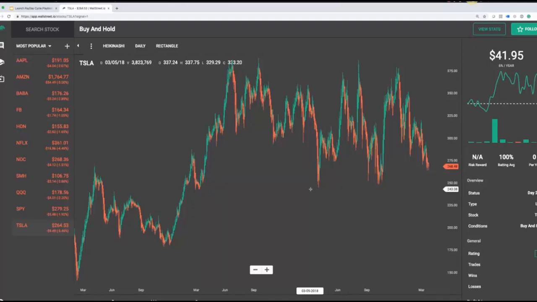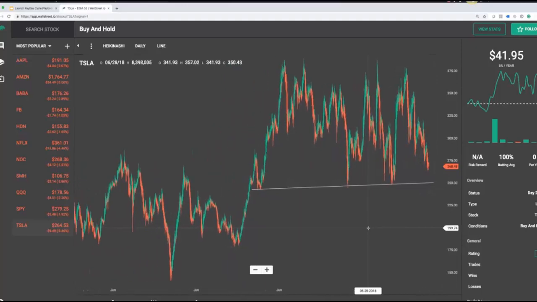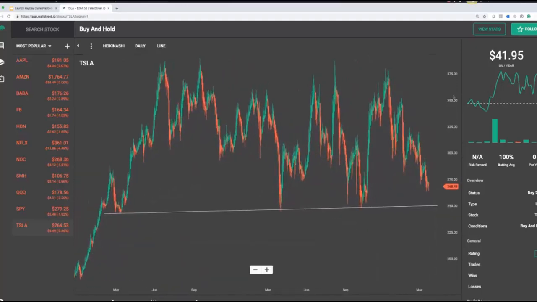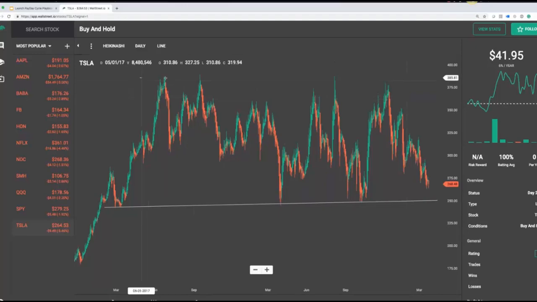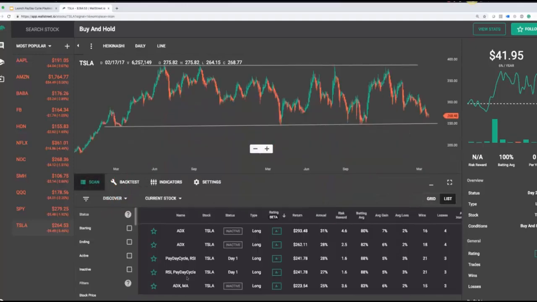Whatever happened to going private at $420? I like Tesla, the company. I think their cars are amazing. The stock has been having some trouble and is basically caught in a range between $385, $386, and $250. We actually have some pretty decent strategies for Tesla.